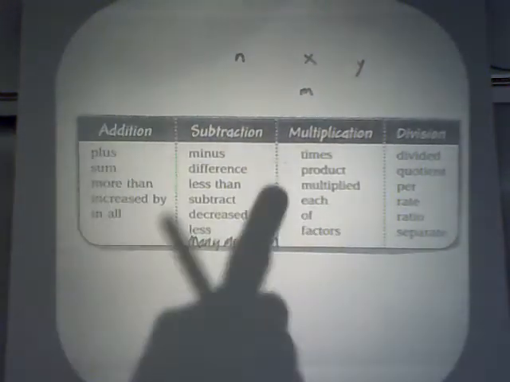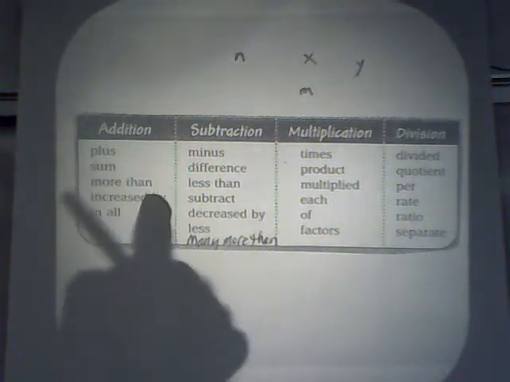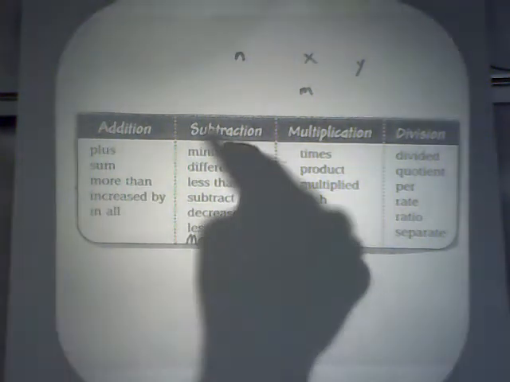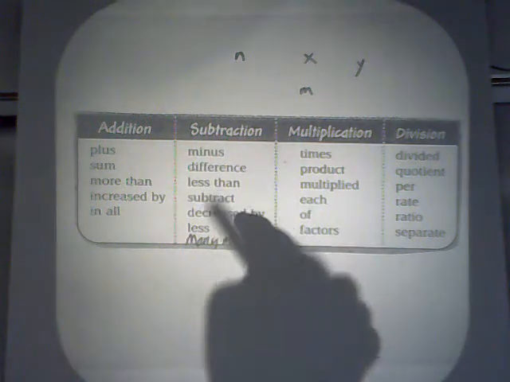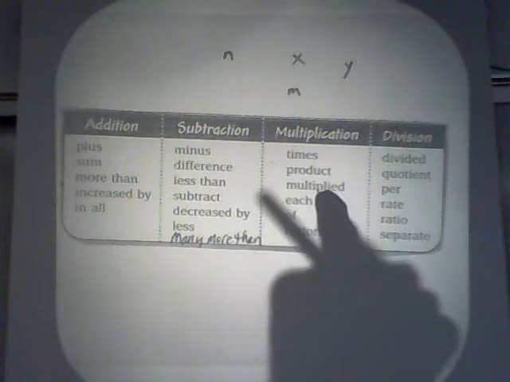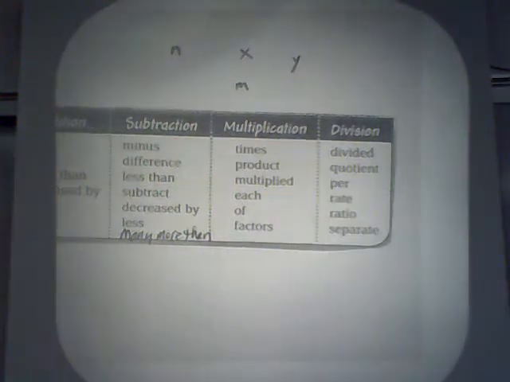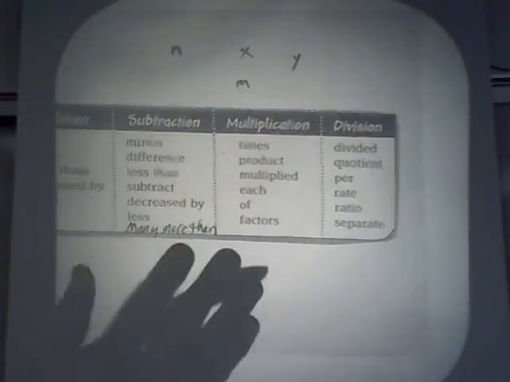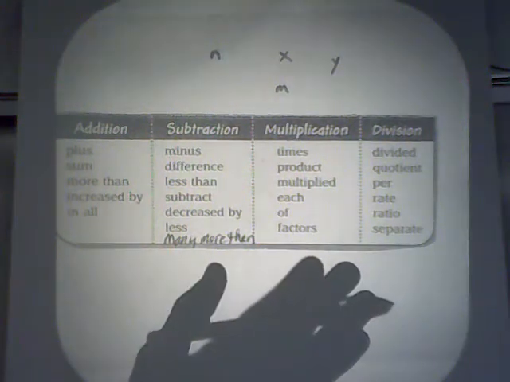And then we said there were different words that stand for addition. We had plus, sum, more than, increased by, in all. Subtraction was minus, difference, less than, subtract, decreased by, less, many more than. Multiplication was times, product, multiplied, each of, factors. Division was divided, quotient, per, rate, ratio, and separate. So all those were words that can stand for things that we do in math.